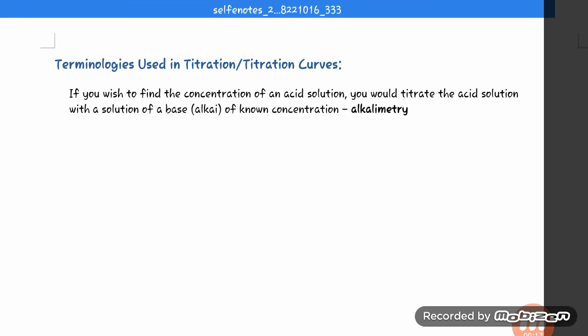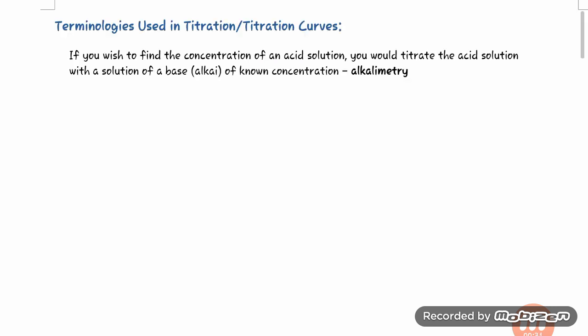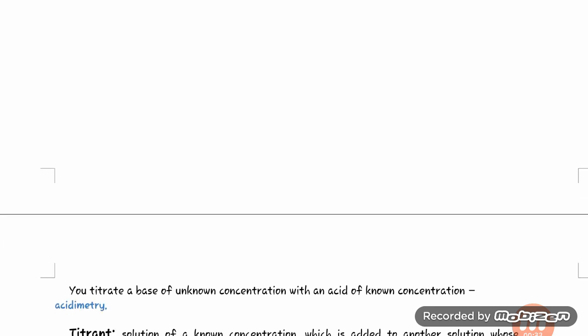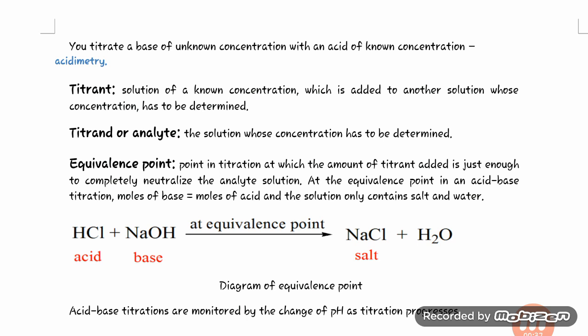If you wish to find the concentration of an acid solution, you would titrate the acid solution with a solution of base of known concentration: alkalimetry. You titrate a base of unknown concentration with an acid of known concentration: acidimetry.